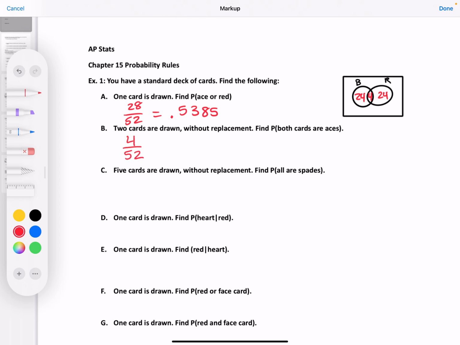Then, if you take that one out and you don't put it back, how many cards are left? 51. Times, if the first one you pulled was an ace, how many aces are left that you could possibly pull? 3. And then we multiply. So 3 over 51, which gives 0.0045.